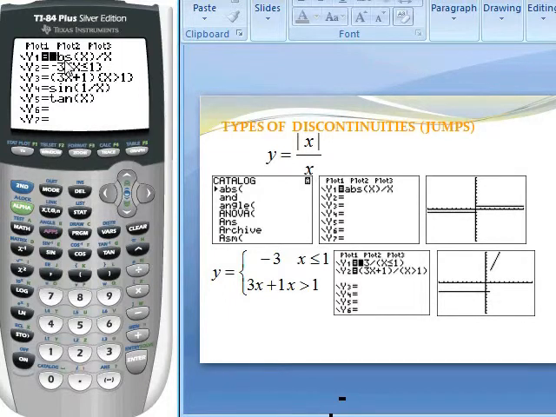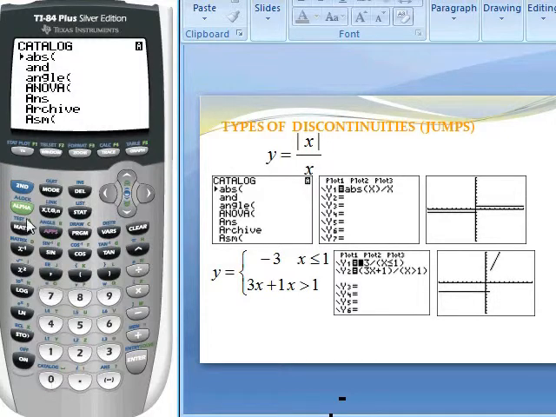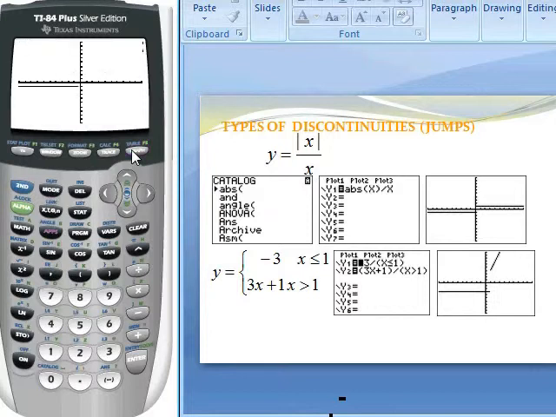You get the absolute value, the ABS, from the catalog right here, and it's the first thing in there. So you can enter that. And let me show you that graph first. Here it is, and there is a jump in there. It's not continuous at 0.